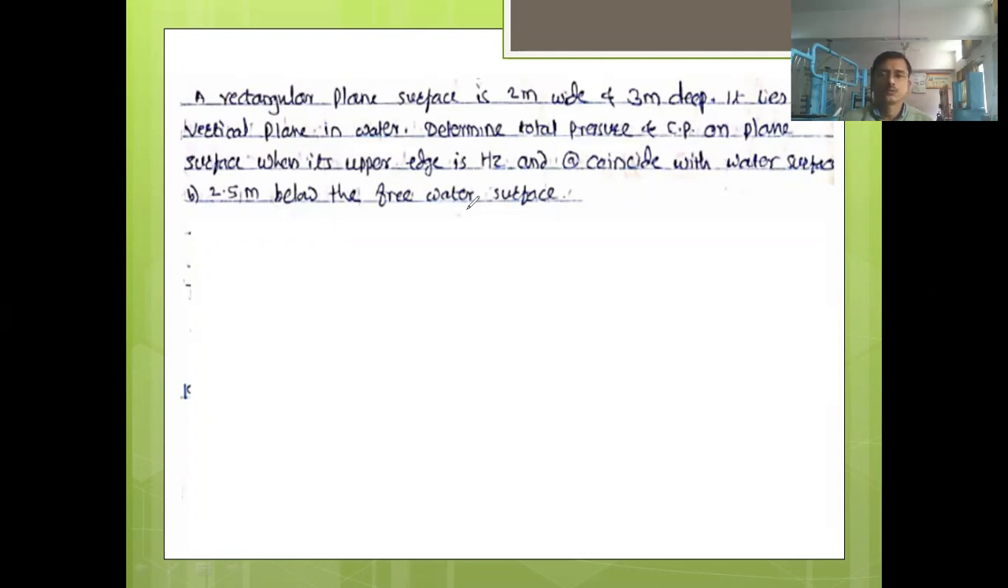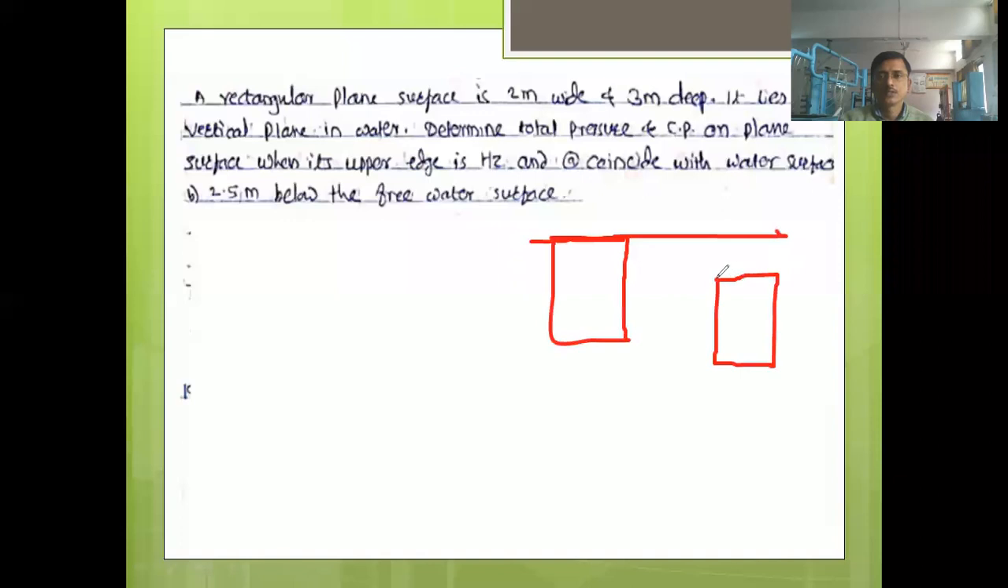So there are two problems here. Okay, in the first problem it is said that the free liquid surface coincides with the upper surface. How will the diagram be? Suppose this is the water liquid surface. In the first case this will be the diagram. What will the diagram be in the second case? The diagram will be like this. So leave some space there for solving this problem and solve this problem afterwards.